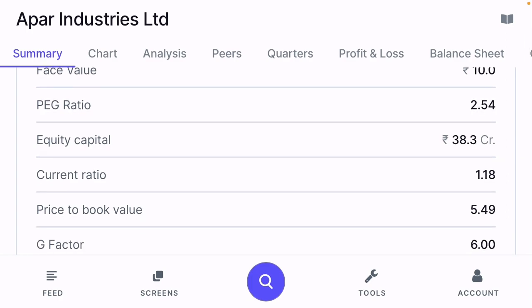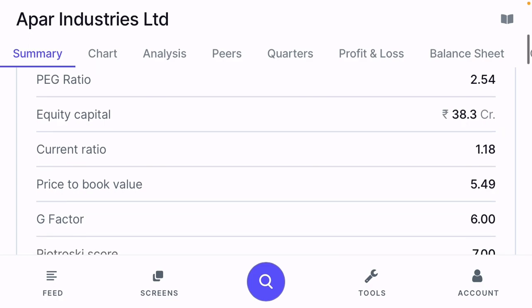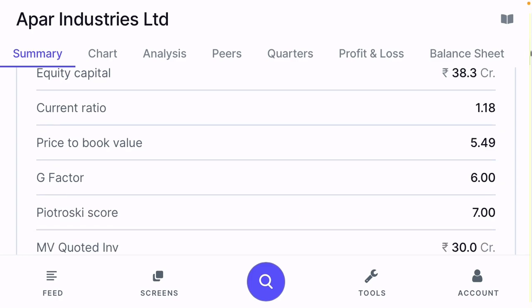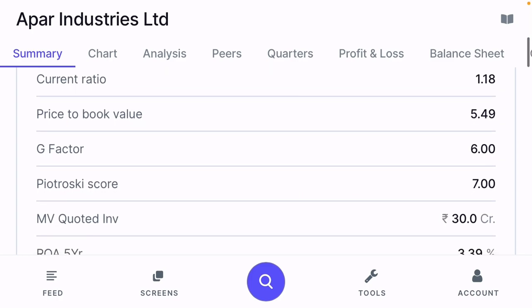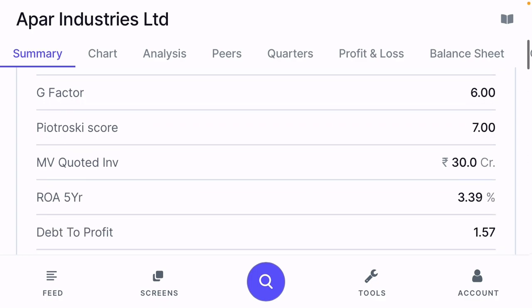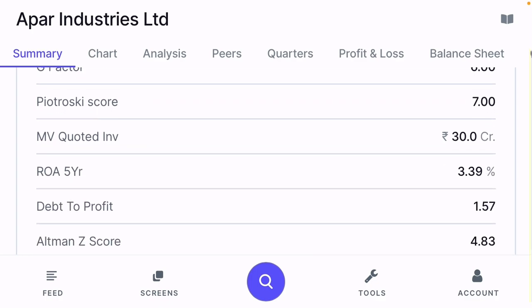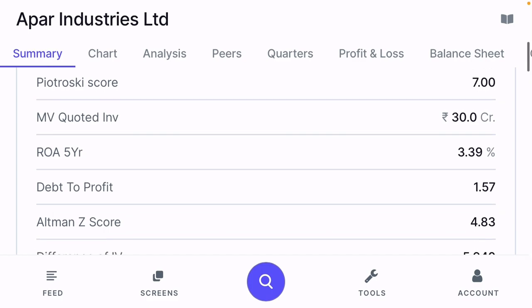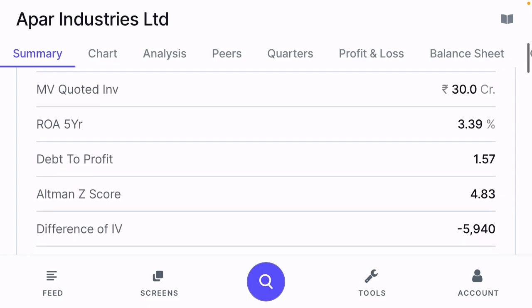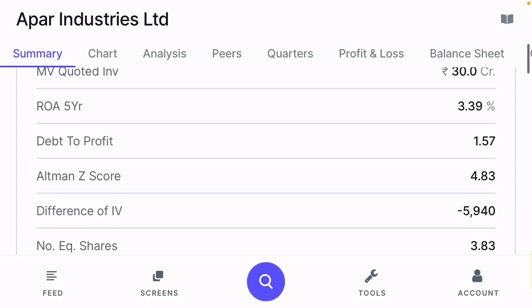Next, the equity capital is 38.3, which shows a solid company. The current ratio is 1.18. Price to book value is 5.49 and growth factor is 6, approximately 7. Market to quoted investment is 30 crore invested in the market. Return on asset over the company's last 5 years is 3.39. Debt to profit is 1.5.